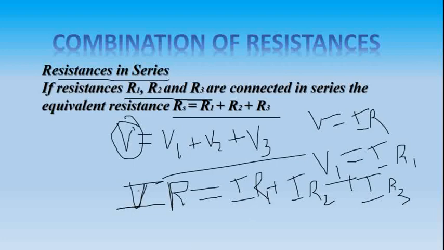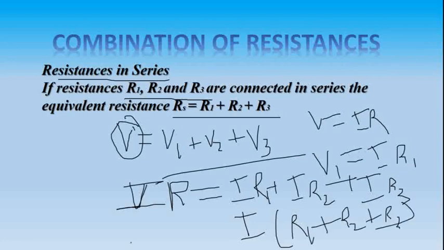So now you take the I as common. What will you get? R1 plus R2 plus R3. So now you can cancel I and I. What is remaining? R is equal to R1 plus R2 plus R3.